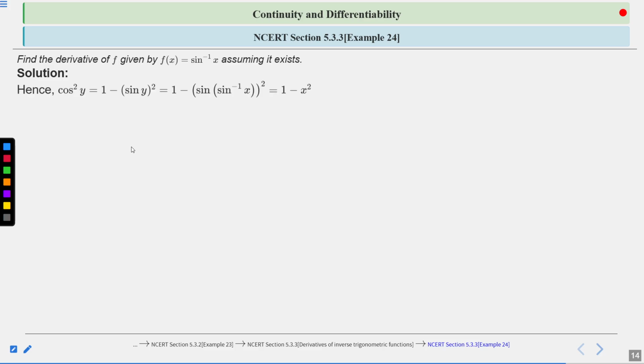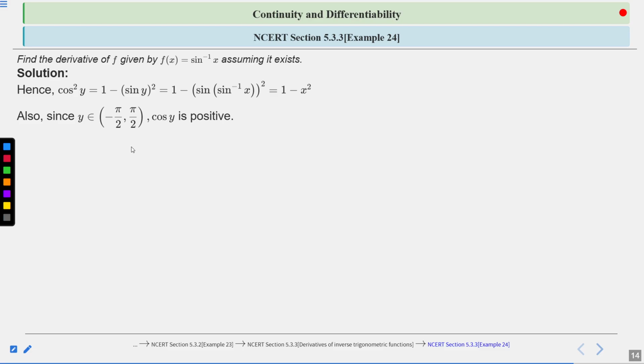Hence cos square y will be equal to 1 minus sine square y, which is equal to 1 minus sine of sine inverse x whole square, right? We know that sine of sine inverse x is basically x. Therefore, cos square y will be equal to 1 minus x square, right?